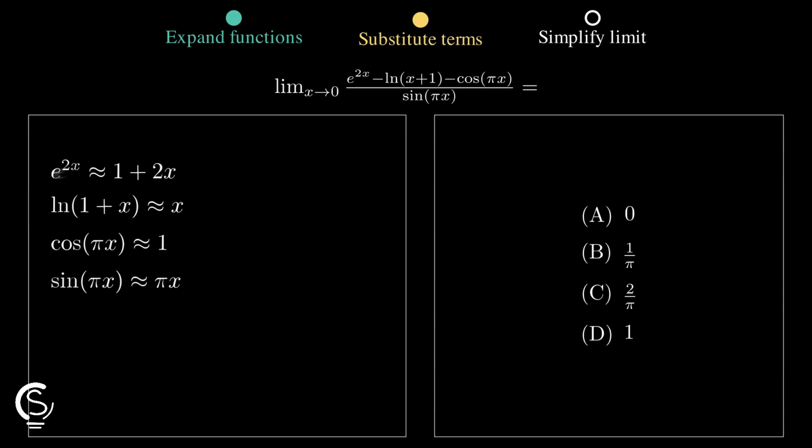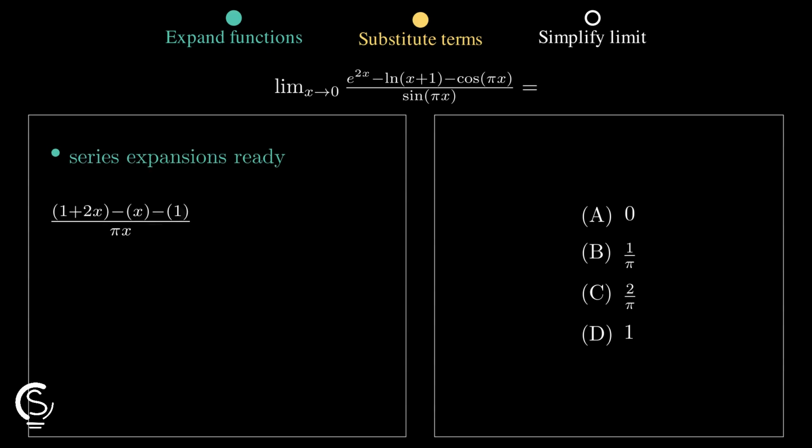Now substitute these approximations into the numerator and denominator. Watch the signs carefully as you subtract the logarithmic and cosine terms from the exponential term. It is super simple math.